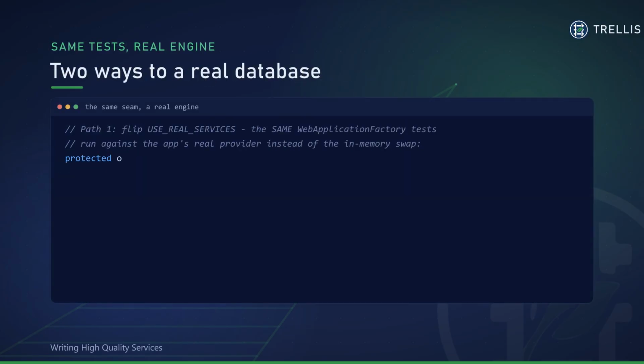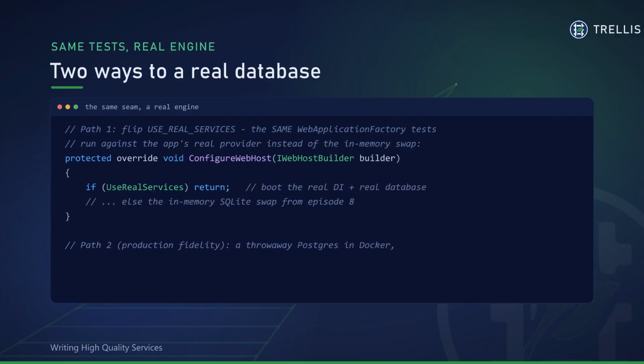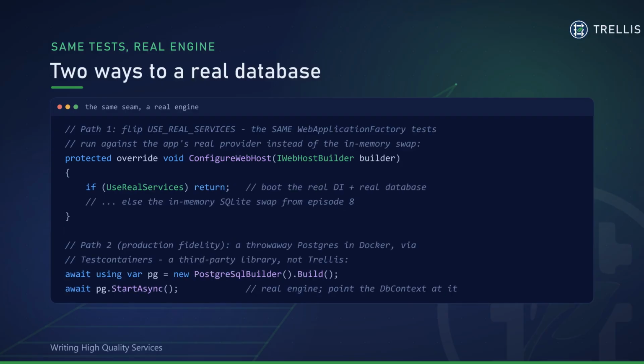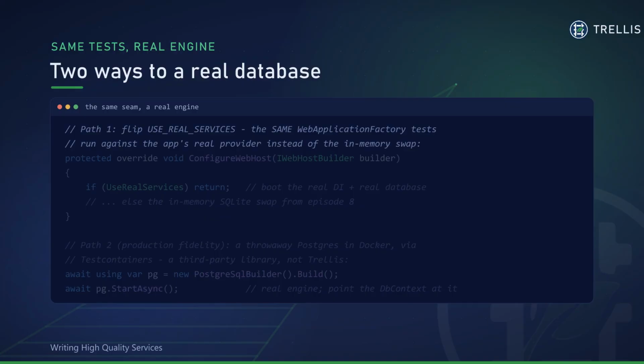There are two ways to get a real database into a test, and they share the exact same seam. Path 1, the environment flag from episode 1. With useReal services set, the fixture stops swapping in the in-memory database and just returns. So the very same WebApplicationFactory tests now run against the app's real provider. Same tests, real engine.